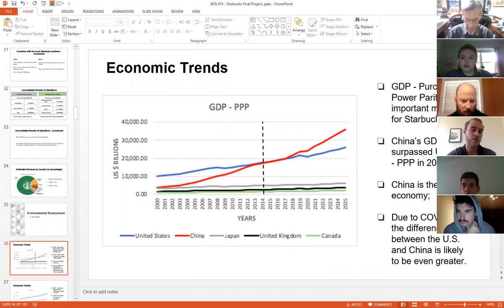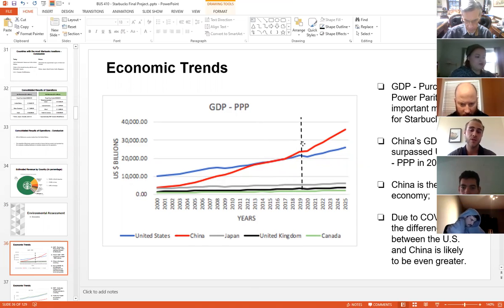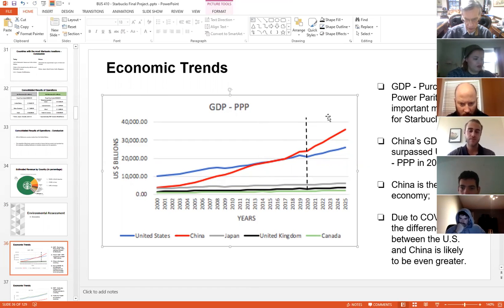Now we start economic assessment. So, gross domestic product for the most important markets for Starbucks. Here we can see in 2014, China surpassed the US in GDP purchasing power parity, and now it's the largest economy. And because of COVID, the pandemic, we expect this difference between China and the United States to be even greater as the years go by. Yeah, so we'll put this dotted line in up to today.